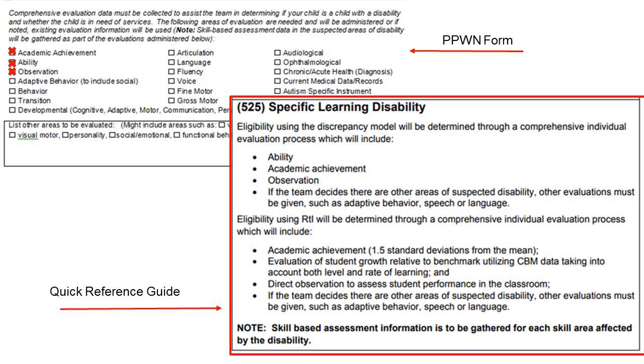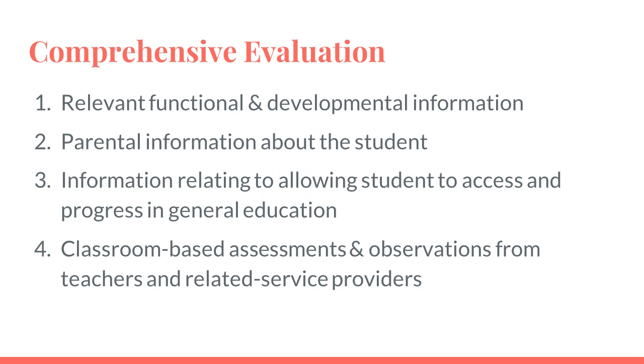Sometimes you're probably suspecting more than one disability. So just take a look at that quick reference guide. Say we're suspecting specific learning disability, but a possible cognitive disability. So in addition to ability, academic achievement, and observation, we're going to need to add adaptive behavior to that, and then any other things we suspect. So it's a great tool. Print it off, put it in a binder, and have it ready for when you get those referrals.